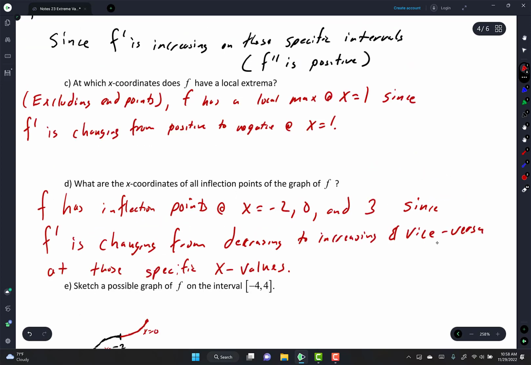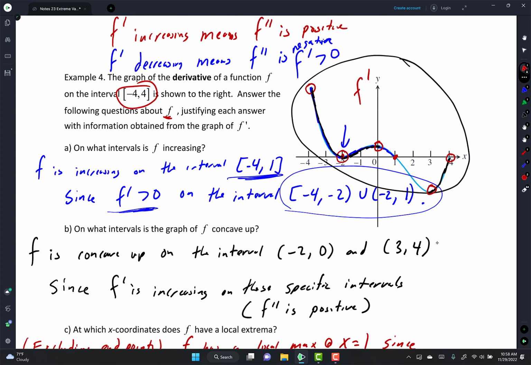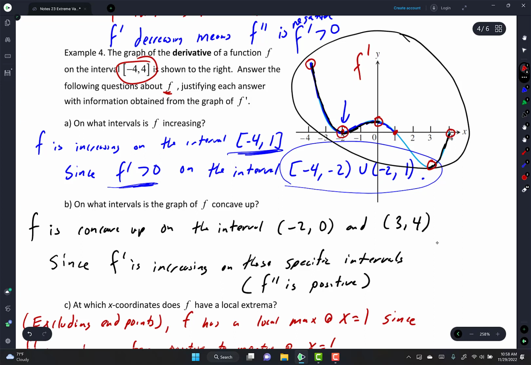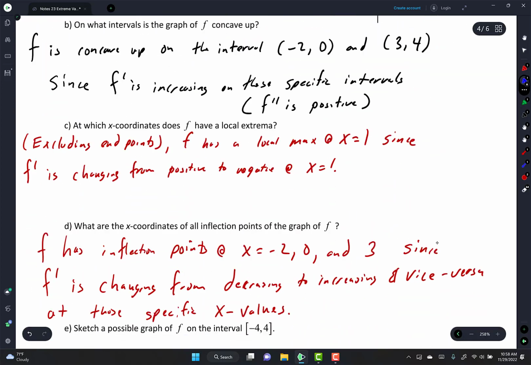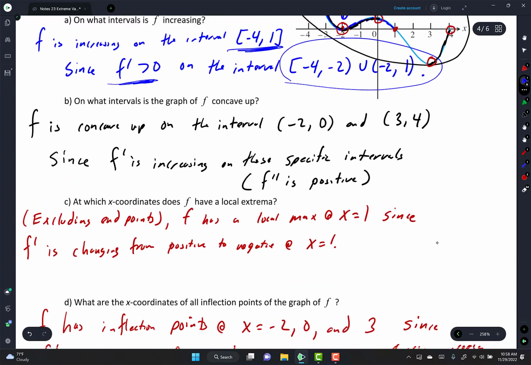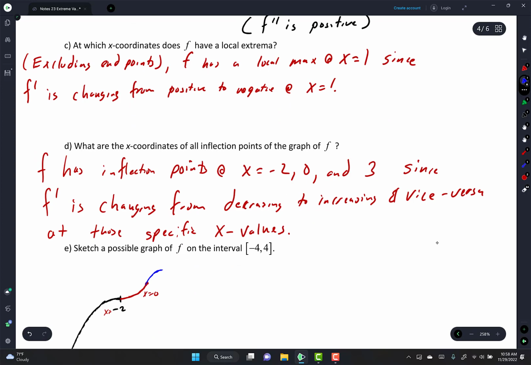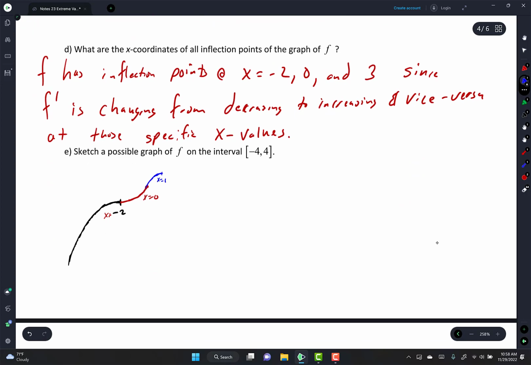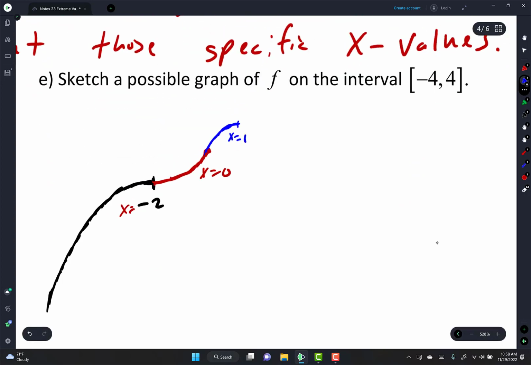All right, let's see. Between 0 and 1, I'm still positive, so I'm still increasing, but f prime is decreasing, which means f has to be concave down. So let's do concave down. And right at 1, I have a horizontal tangent. Perfect. Bam, x equals 1. So we're doing pretty good. You can see my 3 little sketches right there. See? Boom.